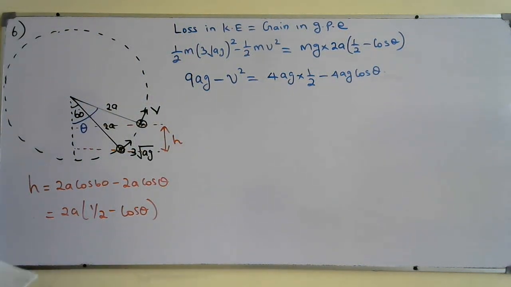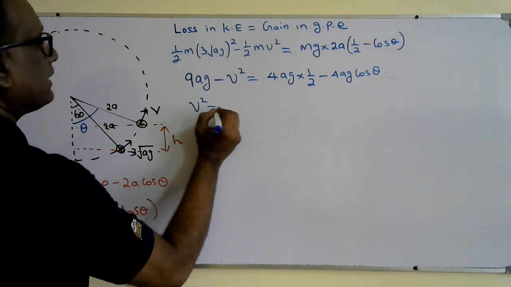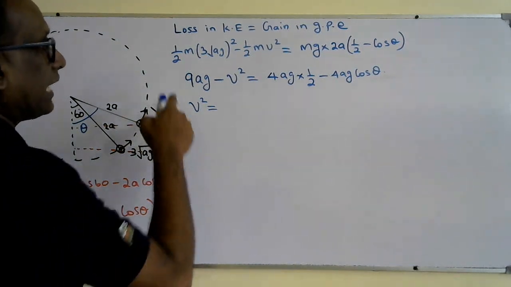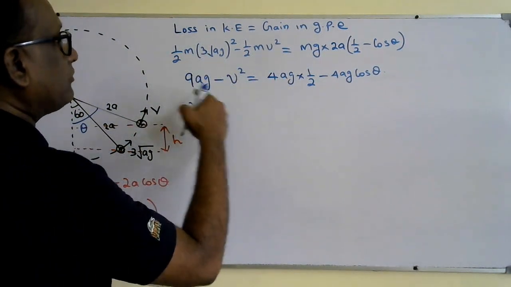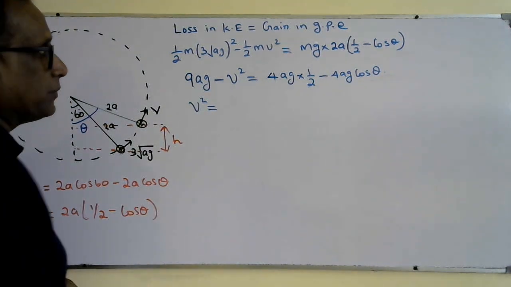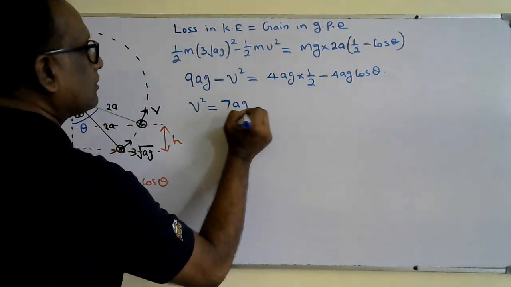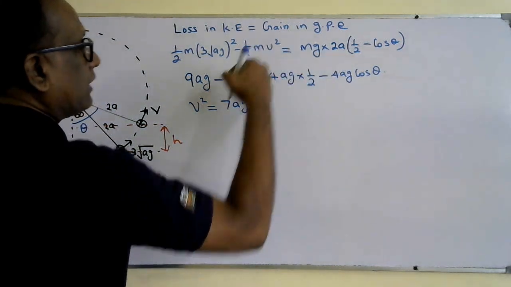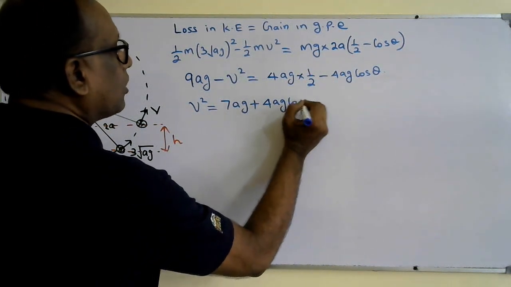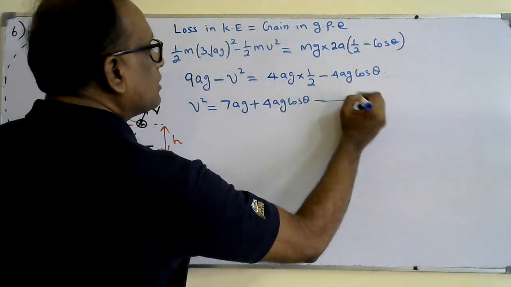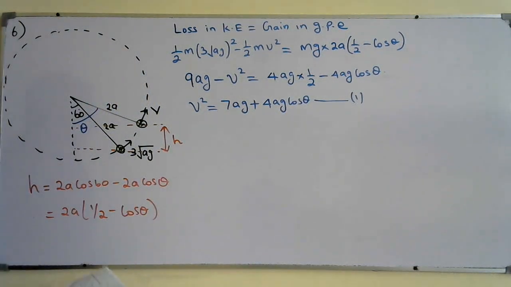Okay, so we'll get an expression for v squared as the subject. v squared in terms of theta: v squared is equal to 9ag, and this 2ag comes to the left, so 9ag minus 2ag is going to be 7ag, plus, taking it to the right, 4ag cos theta. So that will be the general equation for v squared.